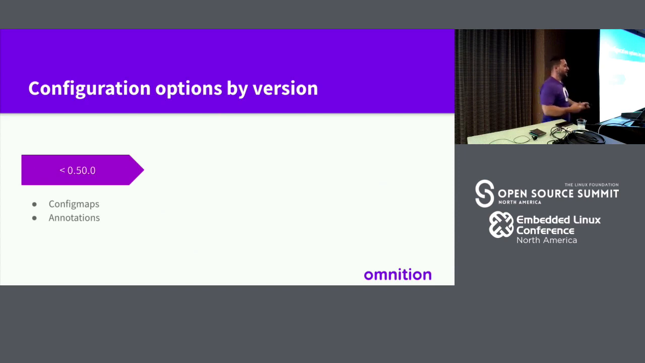Now, from a configuration standpoint, it depends on the version of Ambassador that you're running. So if you're running a version less than 50, you should just upgrade. But if you haven't upgraded, then you have the options of using config maps or annotations. So basically, when Ambassador started, the most common way to handle any configuration of a service in Kubernetes was through a config map. Config maps are very powerful, but they have a few limitations.